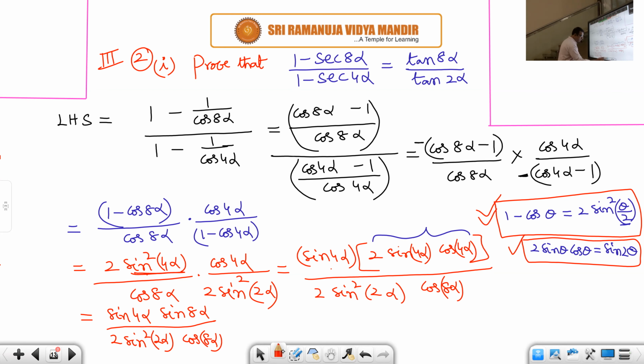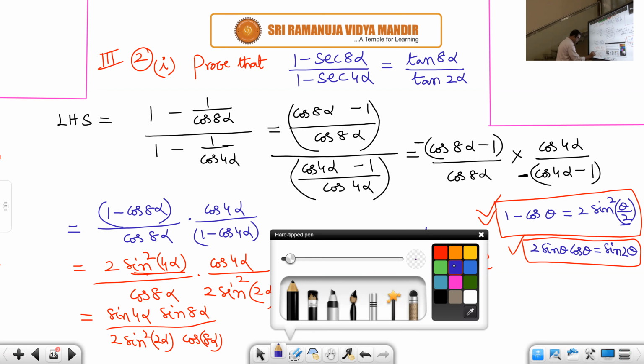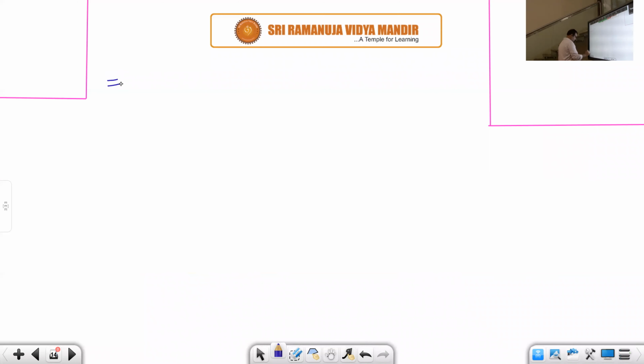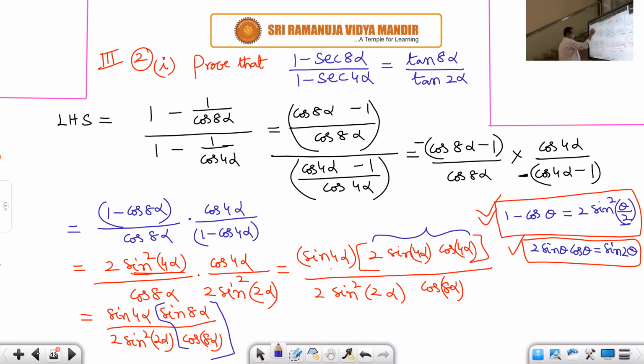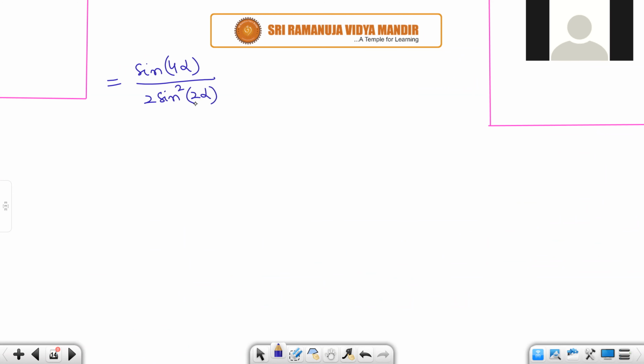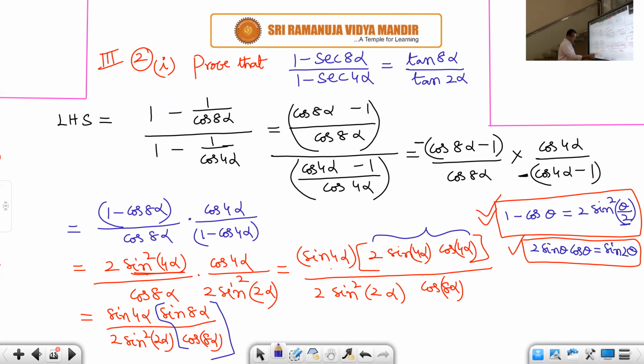Therefore, what happens here is, Tanmay, this sin 8 alpha by cos 8 alpha will become what? Tan 8 alpha, sir. So I'll go forward. It is equal to sin 4 alpha by 2 sin square 2 alpha into, go back and see, the remaining part sin 8 alpha by cos 8 alpha becomes tan 8 alpha.